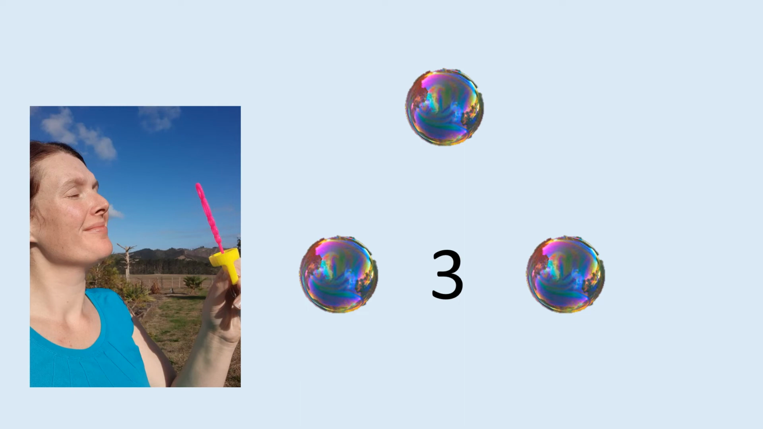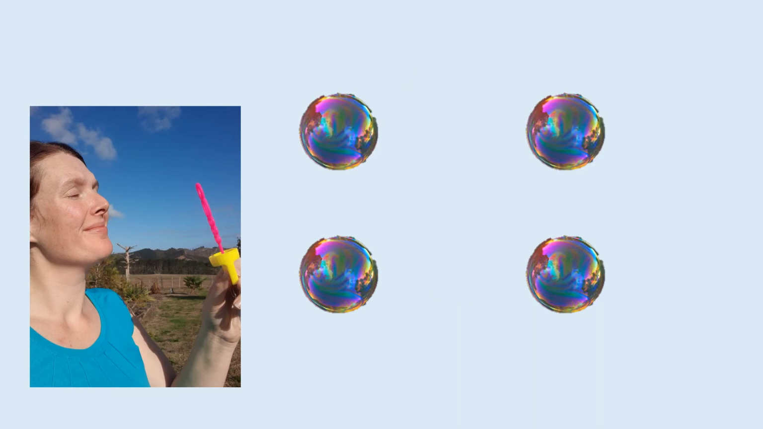This time I blew 3 bubbles and then I blew 1 more. How many bubbles do I have now? Correct, 4. And again, looking down here at the equation, if I wanted to write it that way, I would put 3 plus 1 equals 4. Because I had 3 bubbles already, I blew 1 more, so I'm adding 1, and I know that that gives me a total of 4.